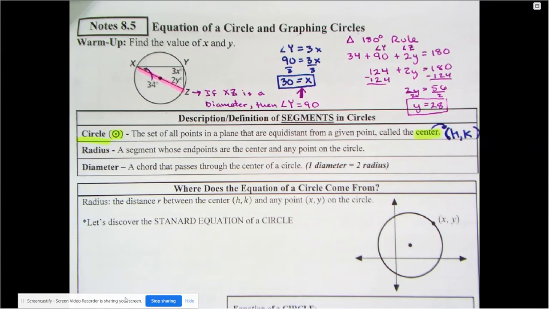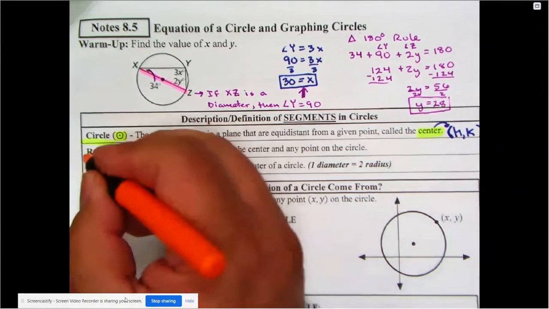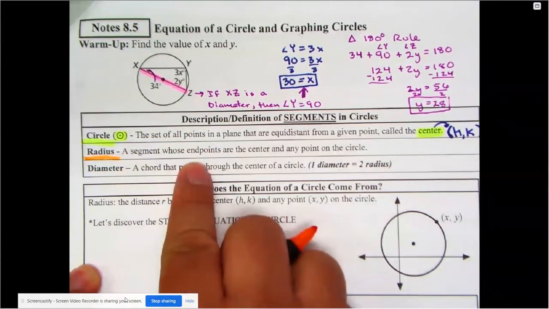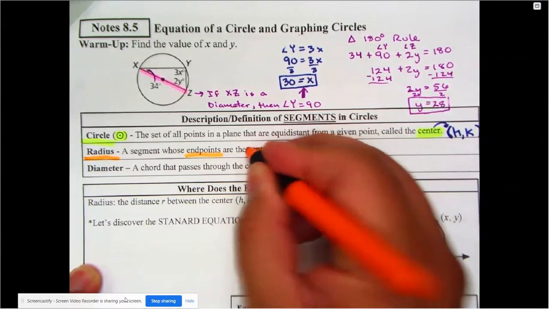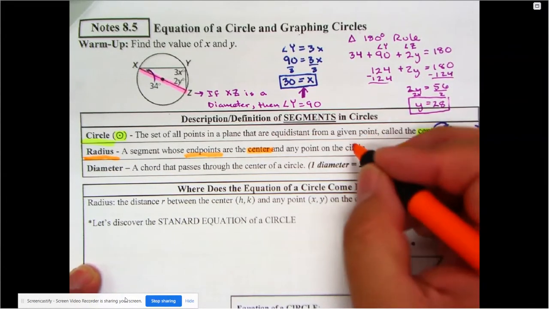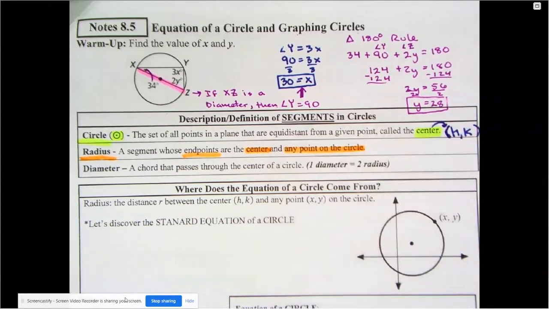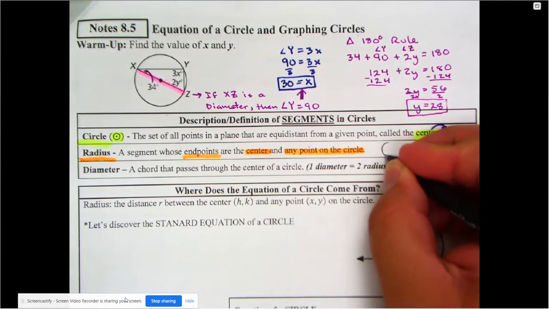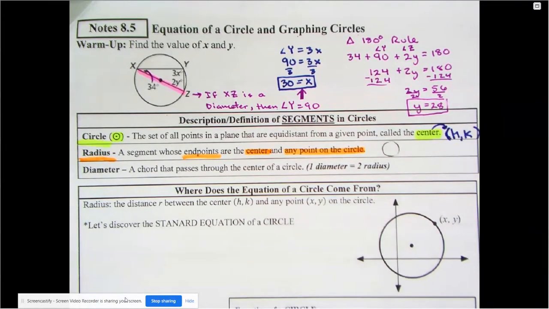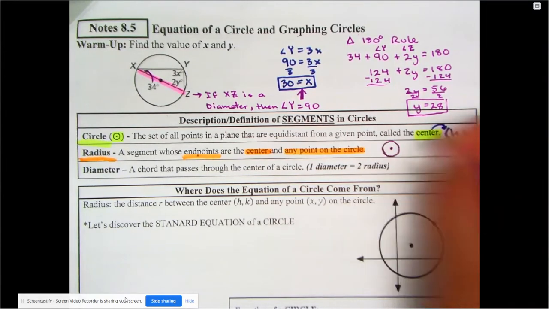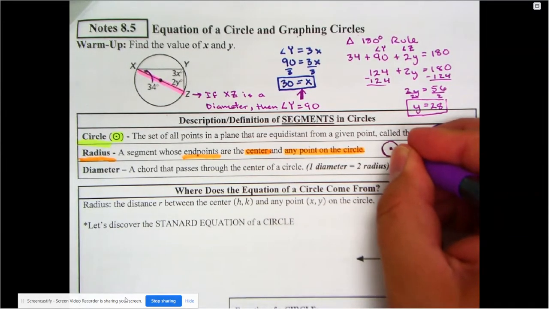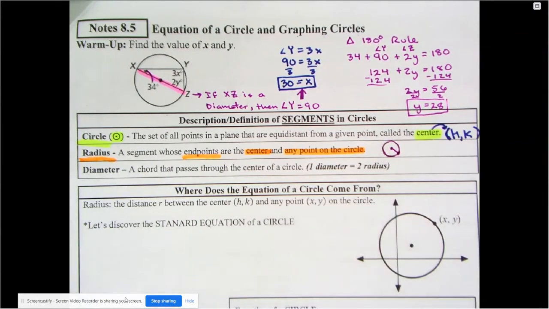And then the next thing we're going to need for today is a radius. We should already know what a radius is. It's a segment whose endpoints are the center, again that HK, and any point on the circle. So just remember the radius. If we're thinking about a small circle right here, we need that distance from the center to any other random point on the circle.